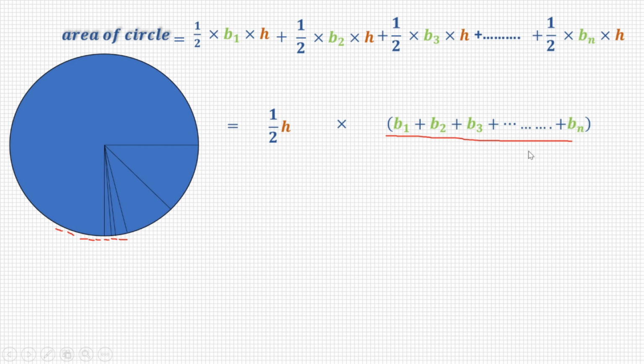Now this is the formula for the area of a circle, and we redefined h and these in terms of something which belongs to the circle. So this is half into h is r and this is 2 pi r. 2 got cancelled with 2 and r into pi r is pi r square. So this is the area of the circle. This is how we divide it.